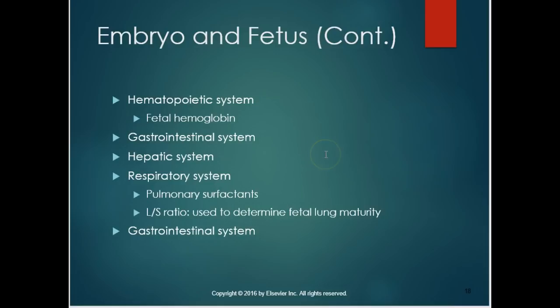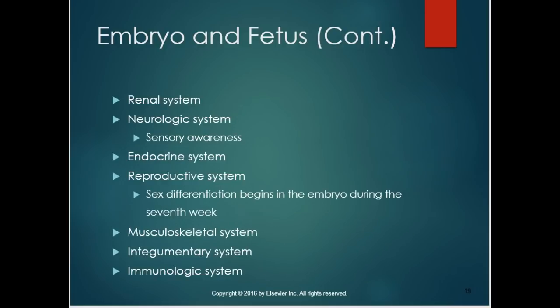The GI system is developing, liver, respiratory system, pulmonary surfactant. The more the baby breathes, the better, and the older the baby is, the more surfactant. We can tell how much surfactant there is by doing an LS ratio to look at fetal lung maturity, and we'll talk about that a little bit more later. Obviously, all these other systems are developing as well. There's sex differentiation in the embryo around the 7th week. Usually we can tell the sex of the baby by the 20th week via ultrasound.